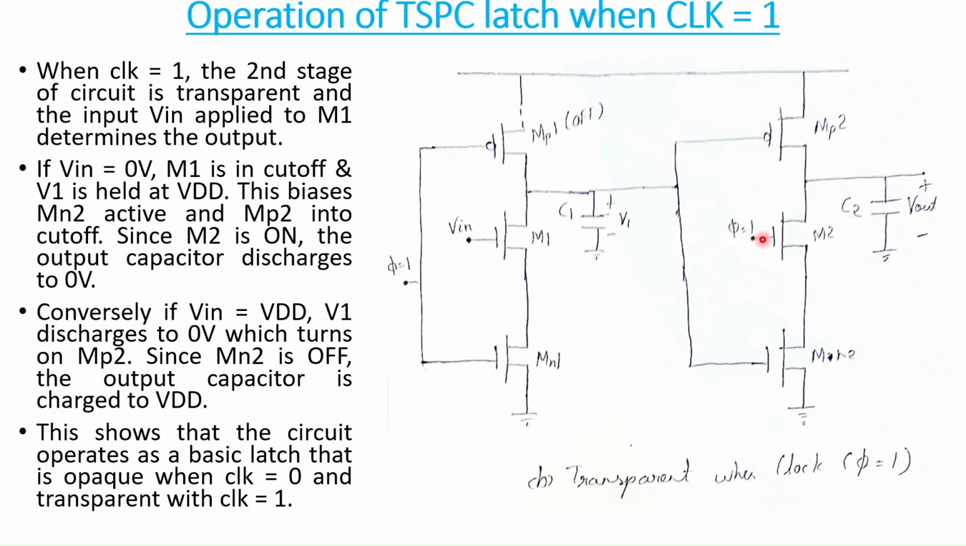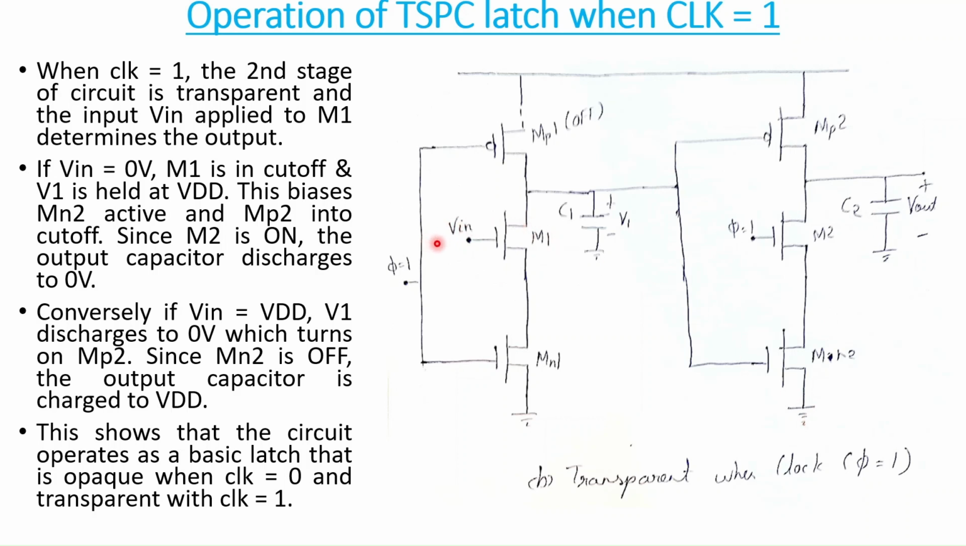Now clock phi equal to 1. So this M2 will be on. So if this M2 is on, it means that this output capacitor will discharge to 0 volt through this loop. So this C2 is connected to ground through this M2 and MN2. So if Vin is equal to 0 volt, then we can see that the M1 will be in cutoff and this C2 will be discharged to ground.